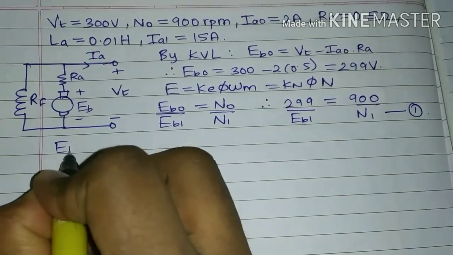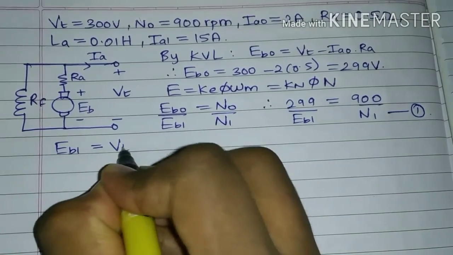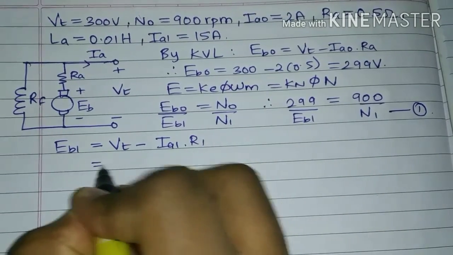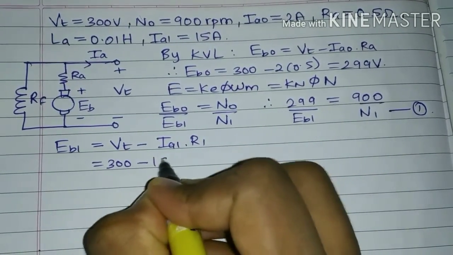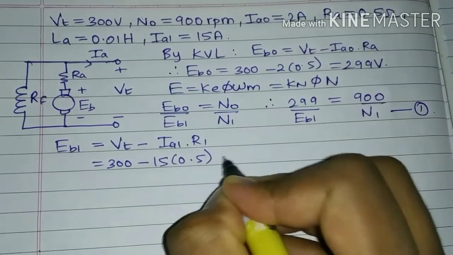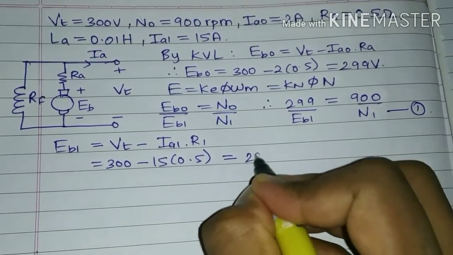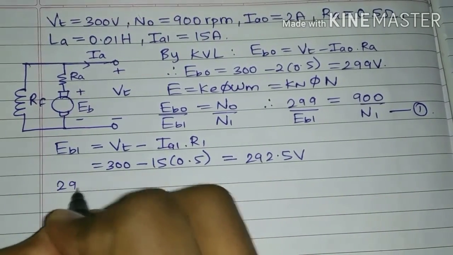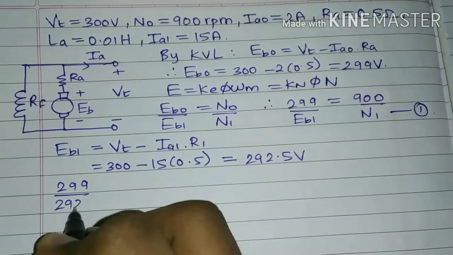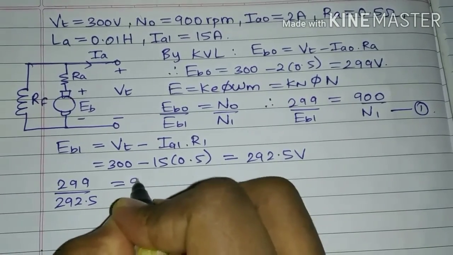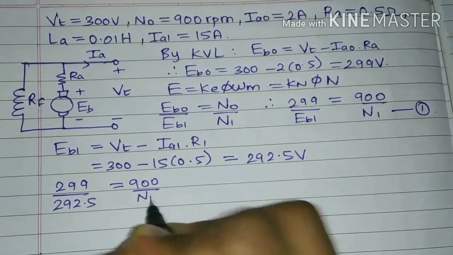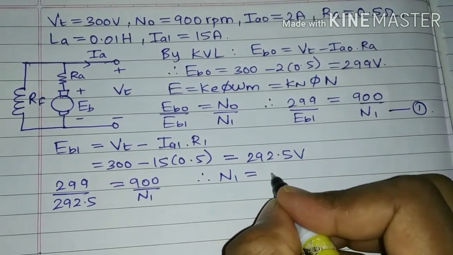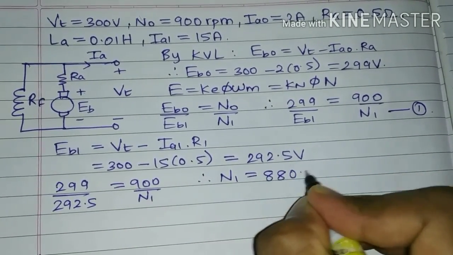But EB1 is equal to Vt minus Ia1 into Ra, which is equal to 300 minus 15 into 0.5, which turns out to be 292.5. Now on putting the value of EB1 in equation number 1, we get 299 divided by 292.5 is equal to 900 divided by N1. And on solving, we get the value of N1 is equal to 880.43 RPM.